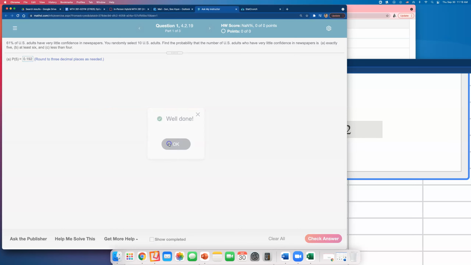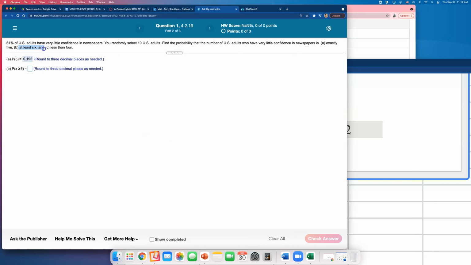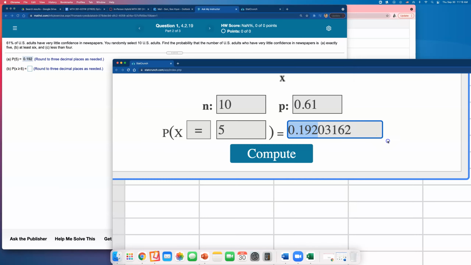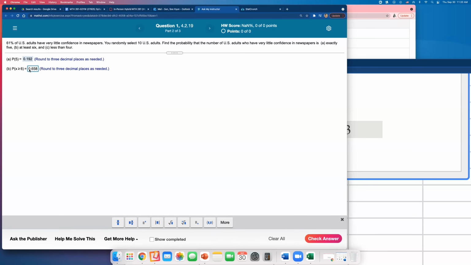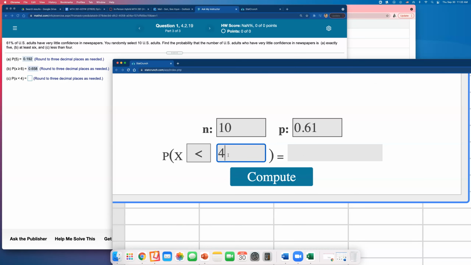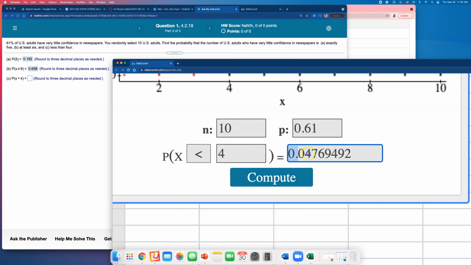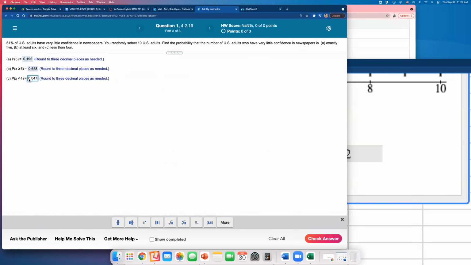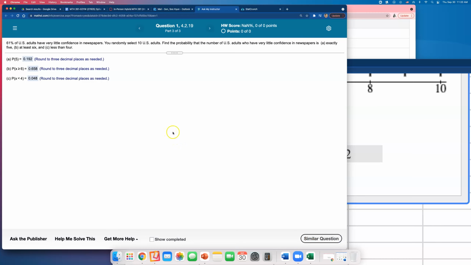Next. The next one will be an inequality, at least 6. Oh, well, they help us out over here. They gave us that at least is greater than or equal to, so I just changed that to greater than or equal to 6, and here it is. I will have to round that up to 0.658. And lastly, less than 4. Change that to less than 4, and we just have to round that up to 0.048. And that's the easiest way to do these problems using StatCrunch binomial calculator.